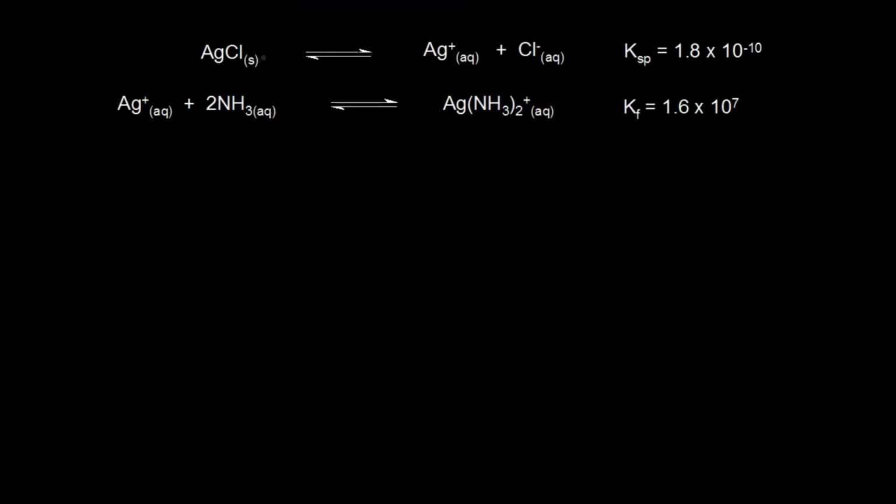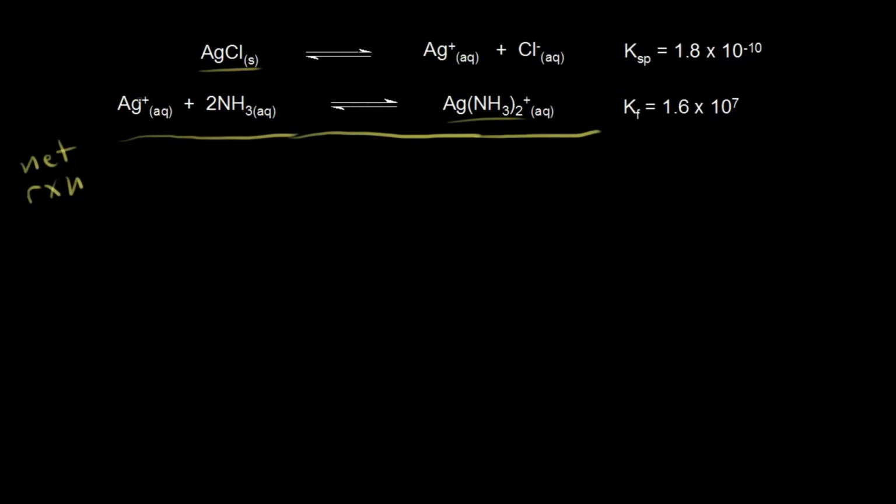We've looked at the solubility equilibrium for our slightly soluble compound, and we've also looked at the formation of our complex ion. Now let's add those 2 reactions together to get our net reaction for what's happening when you put silver chloride in ammonia.